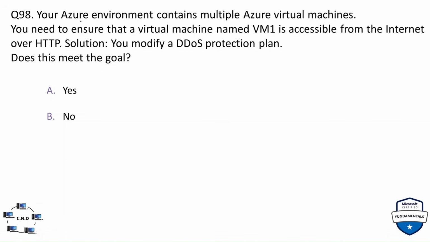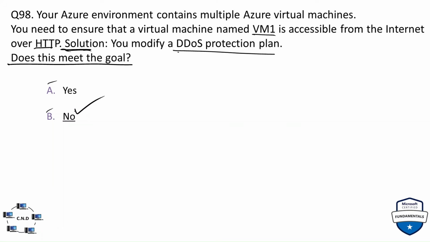Question number 98: your Azure environment contains multiple Azure virtual machines. You need to ensure that a virtual machine named VM1 is accessible from the internet on HTTP. Solution: you modify a DDoS protection plan, that is a distributed denial of service protection plan. Does this meet the goal? The options are A, yes, B, no. The correct option is no.